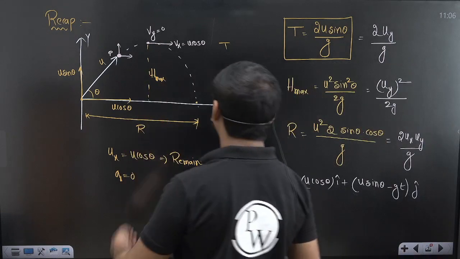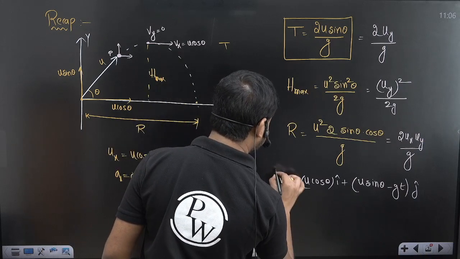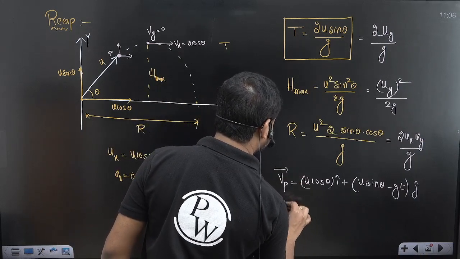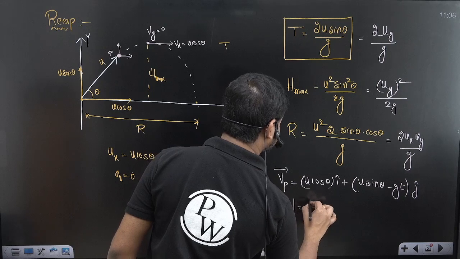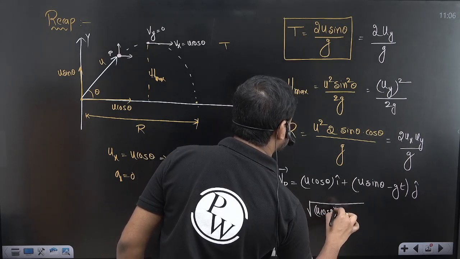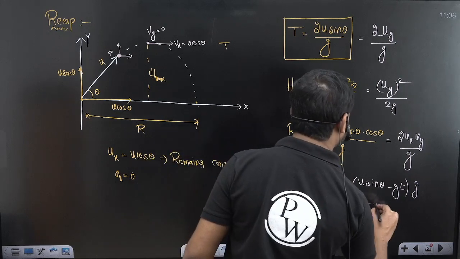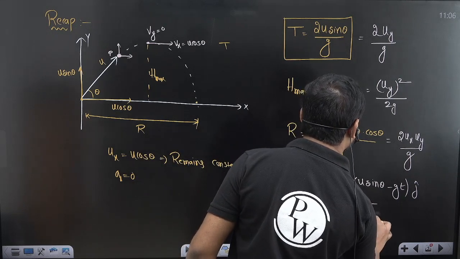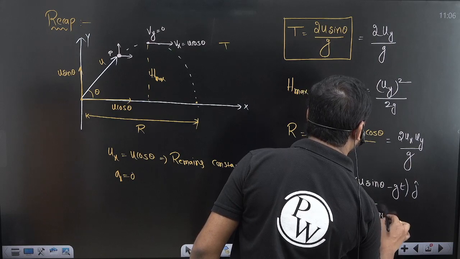If you need the speed there, the magnitude of velocity is the speed, which is the square root of u cos theta whole square plus u sin theta minus gt whole square.